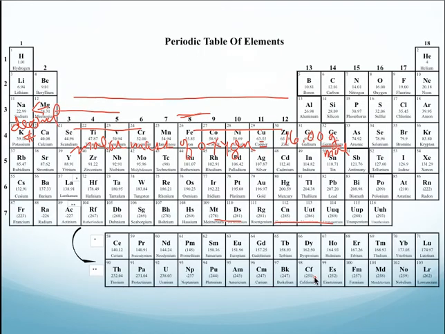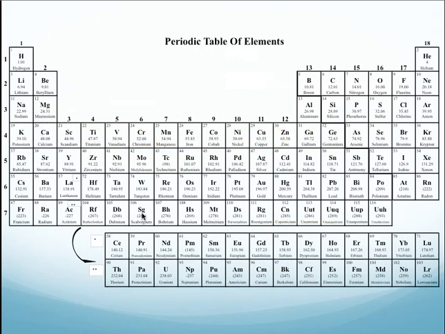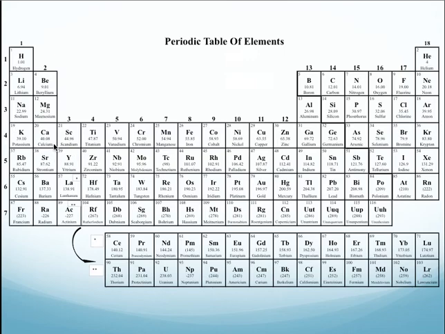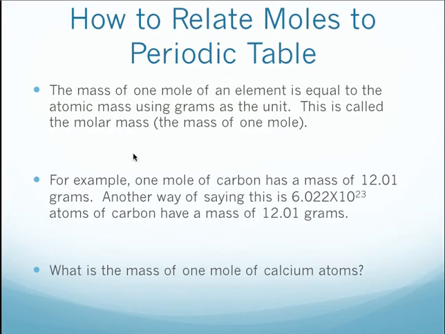Perhaps you should get the periodic table. I look at calcium. If I look at calcium, 40.08. So to answer this question, what is the mass of 1 mole of calcium atoms? It is 40.08 grams. Calcium.